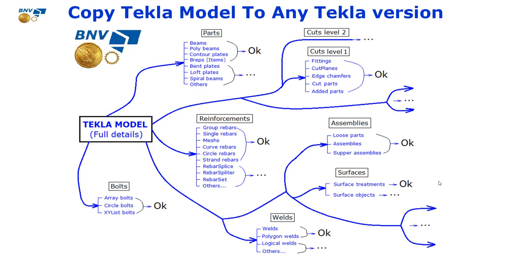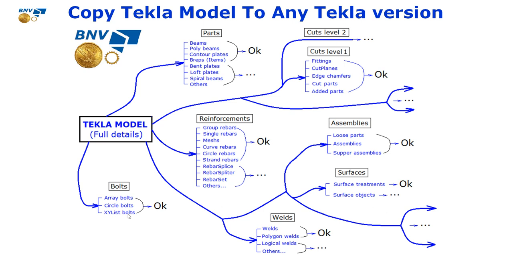Today I introduce to you some improvements to copy Tekla models to any Tekla version. The idea is we copy all the model by reinforcement, bolt, weld, cut, assembly, surface, and others. We can expand more and more. For the beam now, we can copy poly beam, contour plate, item, bent plate, lock plate, or spiral beam, or other structure. We will improve in the near future.